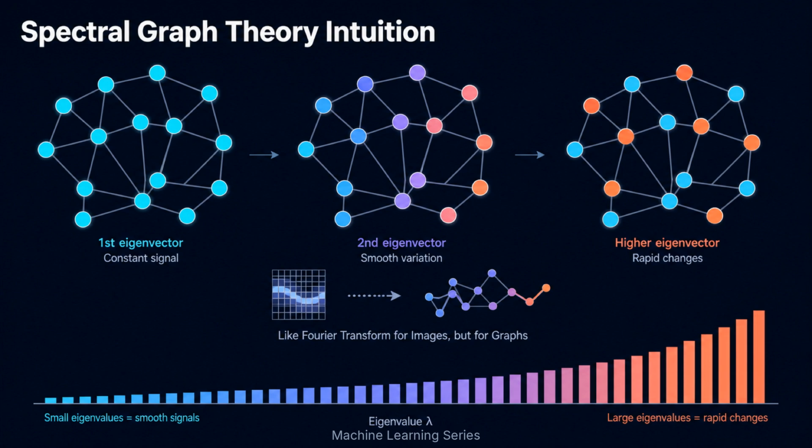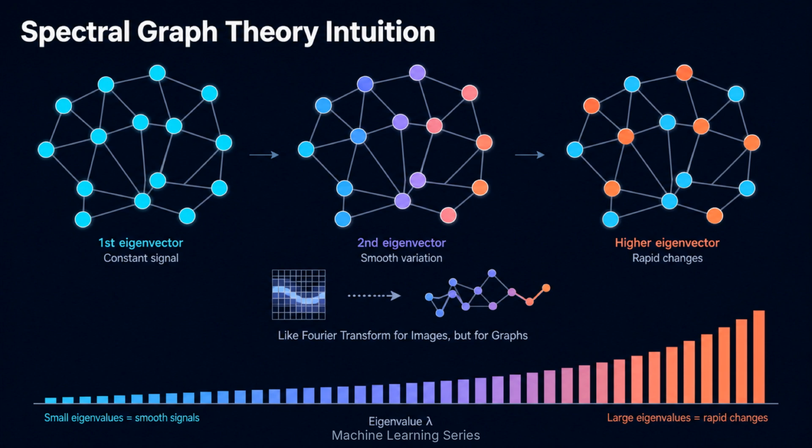The eigenvectors of the Laplacian represent different frequency components on the graph. The first eigenvector, corresponding to eigenvalue 0, is constant across all nodes. It's the lowest frequency, no variation. The second eigenvector varies smoothly across the graph, grouping similar nodes. This is why it's used for graph partitioning. Higher eigenvectors vary more rapidly, capturing finer details.